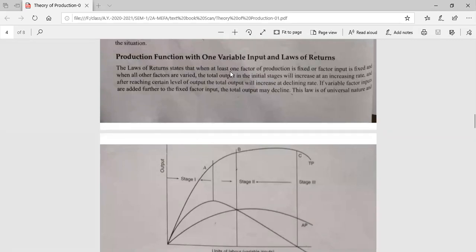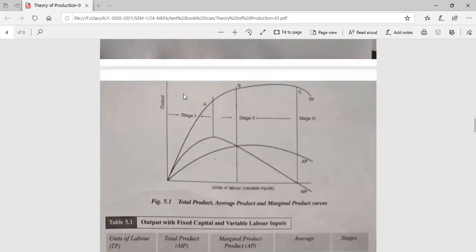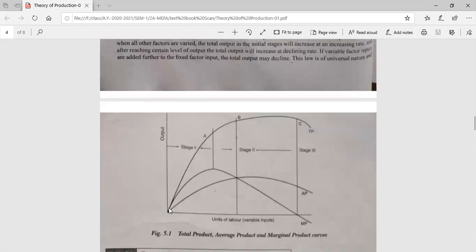In this concept also, any other factor will be constant. Any one factor has to be fixed, and one factor has to be varying. That means labor. Here we are varying the labor, keeping the capital constant, or any other factor constant. You see what is going to happen here. First when you start, initially it will be zero.